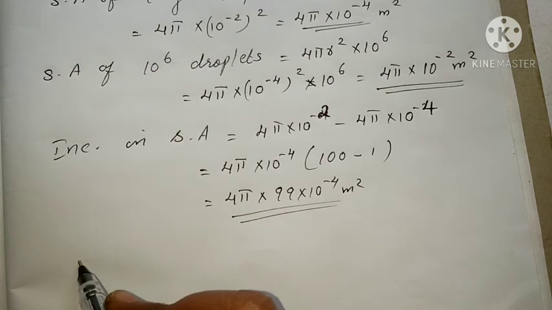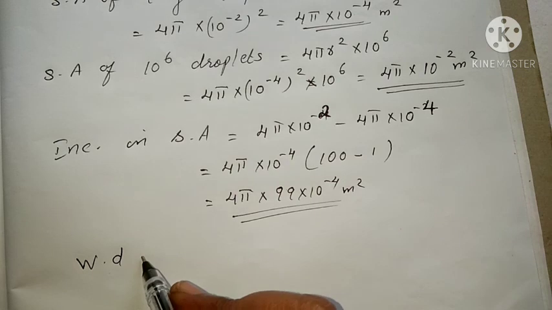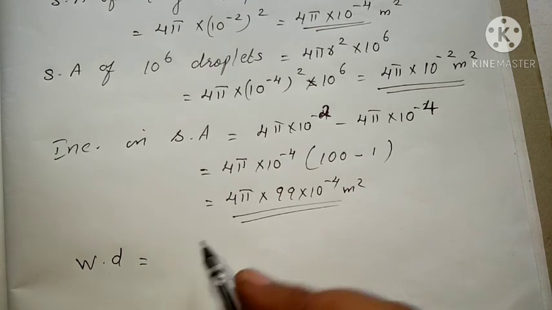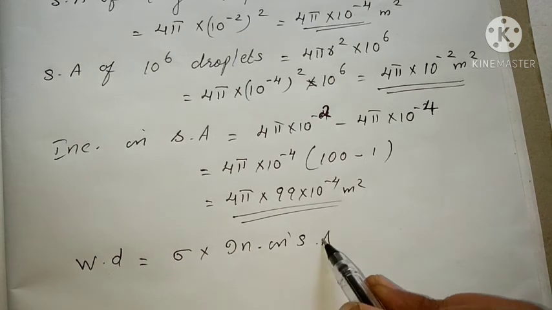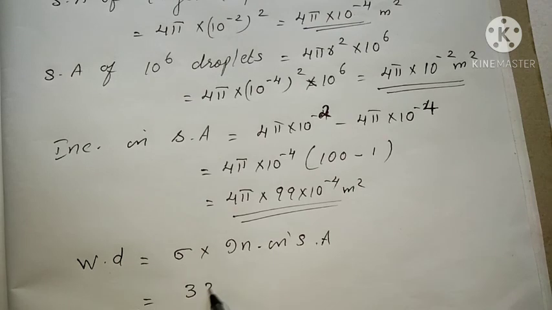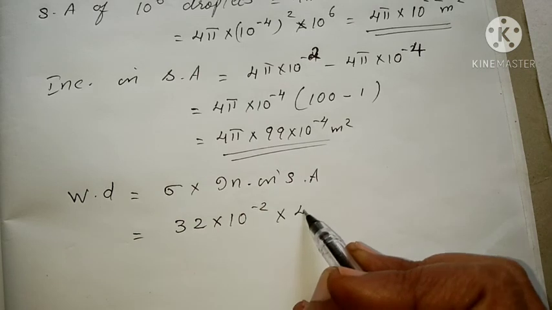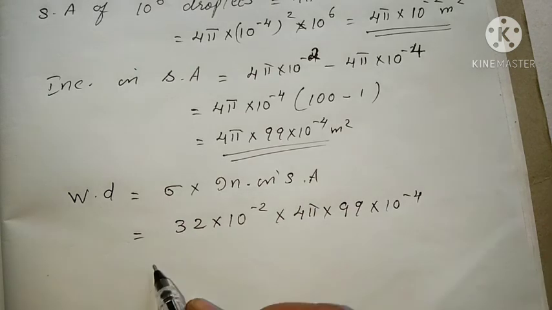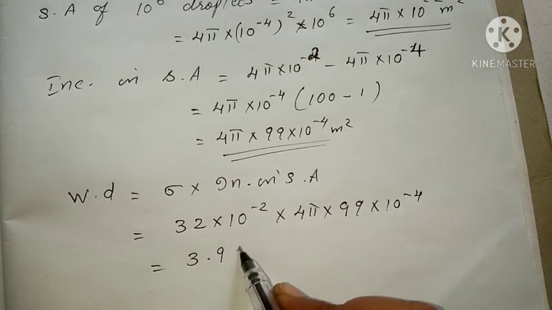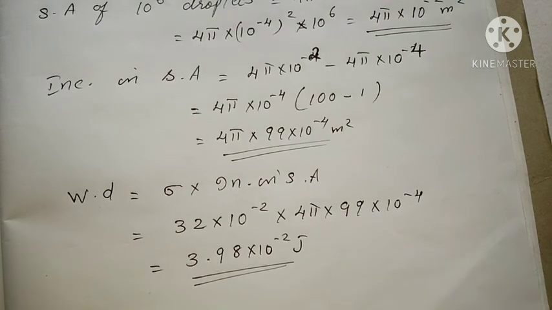Then we can find out the work done. Okay, work done in spraying the spherical drop of mercury, that is equal to surface tension into increase in surface area. Then what is the surface tension here? That is 32 into 10 raised to minus 2 into increase in surface area, that is 4 pi into 99 into 10 raised to minus 4. So the answer you will get is 3.98 into 10 raised to minus 2 joule. So this is the work done in spraying the spherical drop of mercury.